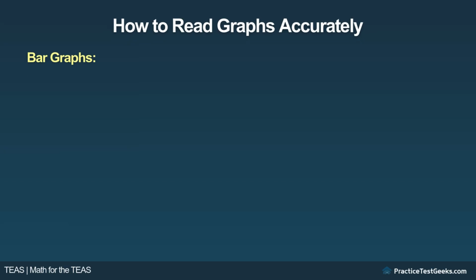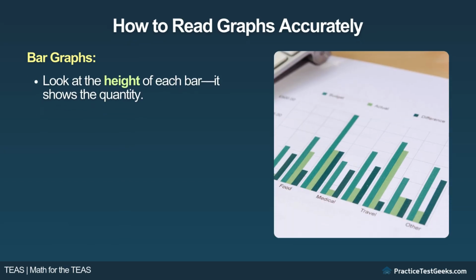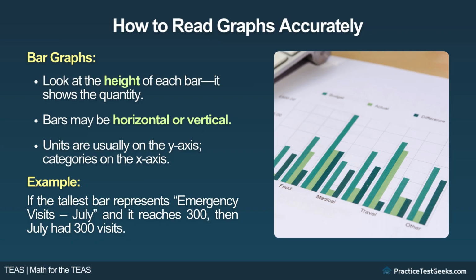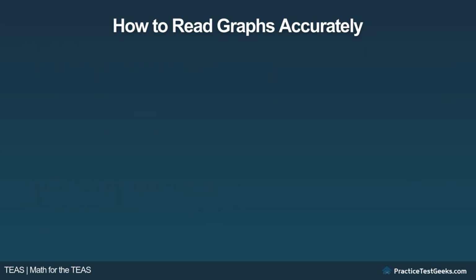First, bar graphs. Focus on the height or length of each bar. That's what shows the quantity. Bars might be vertical or horizontal, but either way, pay attention to the units, which are usually on the y-axis, and the categories, which sit on the x-axis. For example, if the tallest bar is labeled Emergency Visits, July, and it reaches 300, that means there were 300 visits in July.